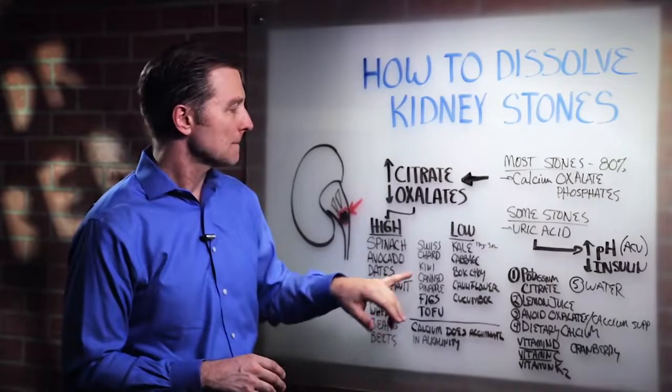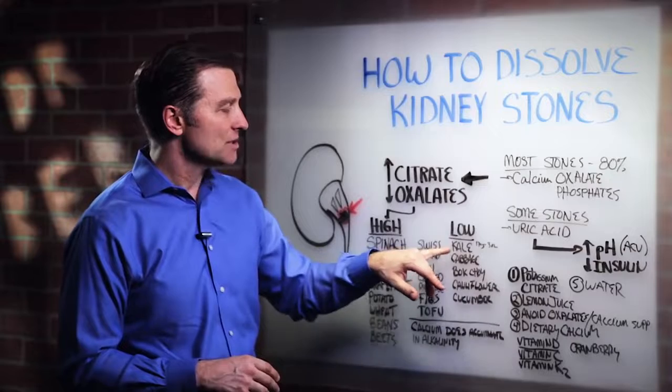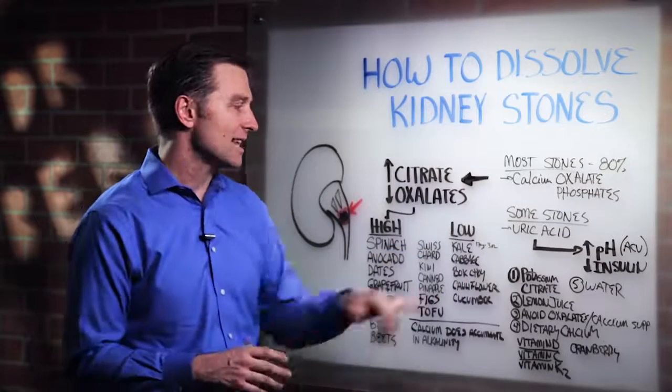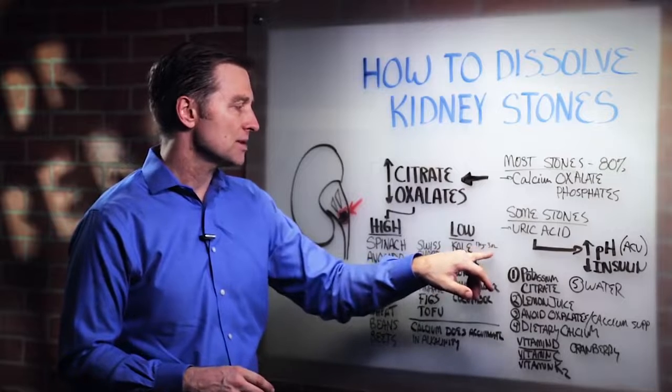I'm sorry. Did you realize that kale is very low in oxalates, even though it's a cruciferous? It has like 17 milligrams per 3 ounces.